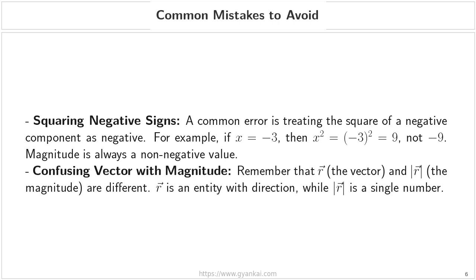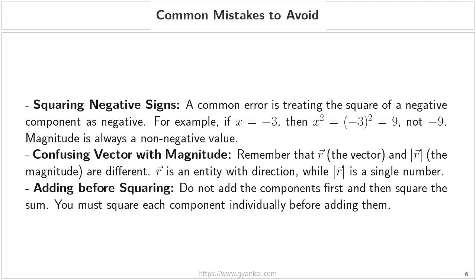Second, be careful not to confuse the vector itself with its magnitude. As we saw in our drone example, the vector, which we denote as r with an arrow over it, is an entity that contains both direction and size. However, the magnitude, which we write as the absolute value of r, is just a single, simple number representing the length. They are fundamentally different mathematical objects.